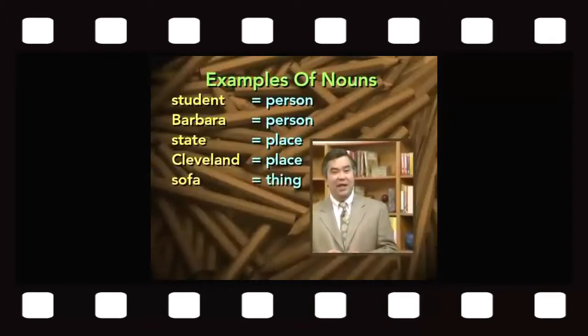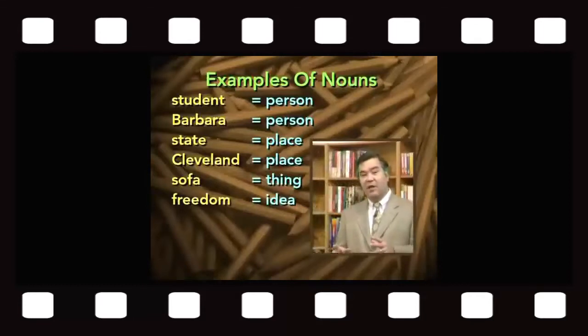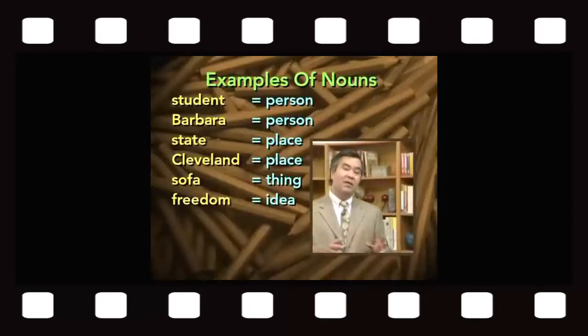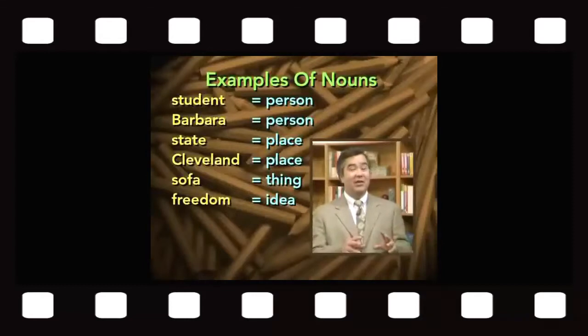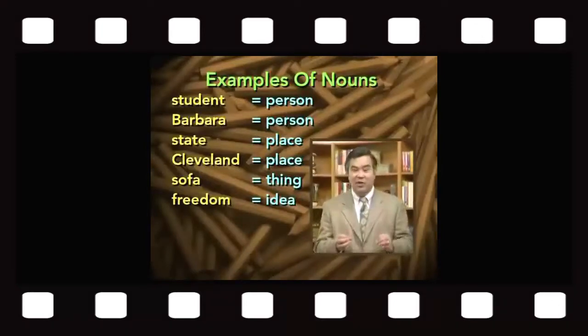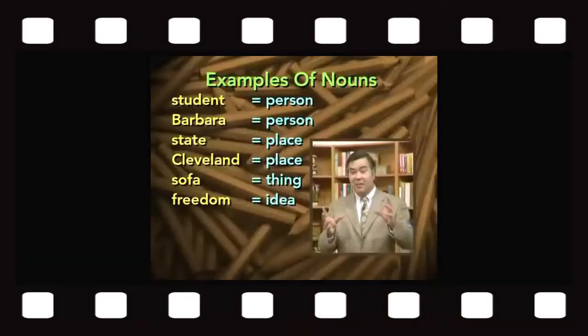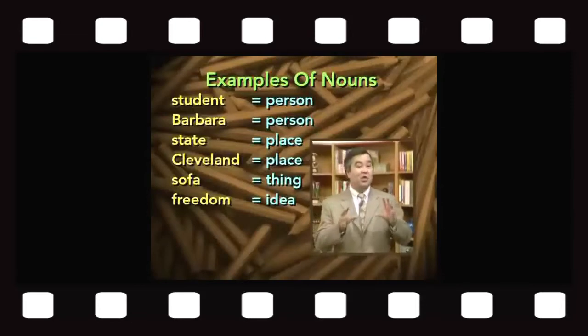Sofa names a thing, and freedom names an idea. Sofa and freedom are both nouns, but notice that one of them names something that you can lay your hands on, something that you can see, something that you can perceive with your senses. That's sofa. Freedom, however, names something that's much more difficult to grasp. It's not something you can see with your eyes or touch with your hands. Freedom is an idea. It's an important concept that many people think about a lot, but it's not something you can point to or perceive with your senses.